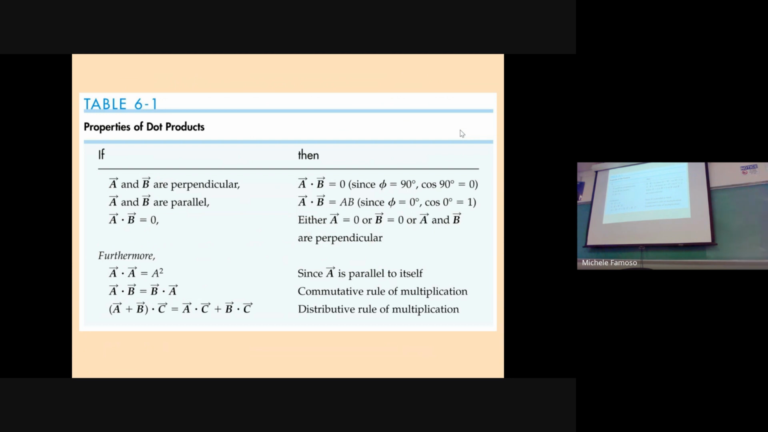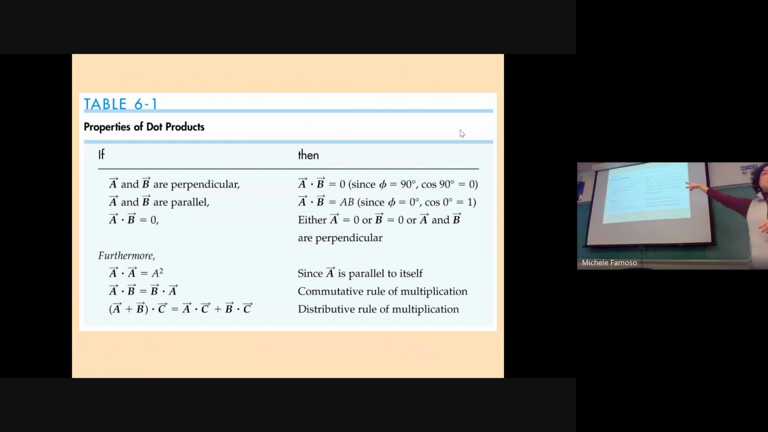It tells us, therefore, that if A and B are perpendicular to each other, that would mean the angle between them is 90 degrees. Cosine of 90 degrees is 0. So the dot product of A and B is 0. Then if A and B are parallel to each other, what's the angle between them? 0. Cosine of 0 degrees is 1. So that means I just take the magnitude of A and multiply it with B.